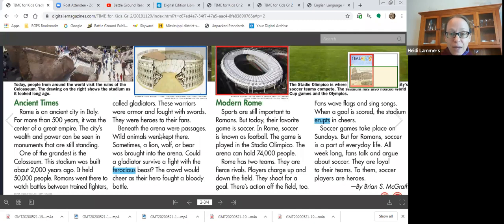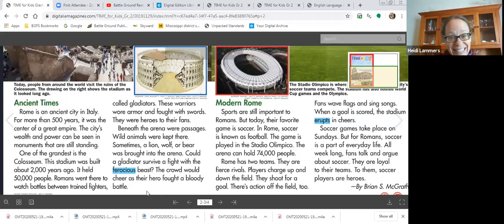Beneath the arena, and the arena is the area where the sports happen, beneath the arena were passages. Wild animals were kept there. Sometimes a lion, wolf, or bear was brought into the arena. Could a gladiator survive a fight with the ferocious beast? The crowd would cheer as their hero fought a bloody battle.